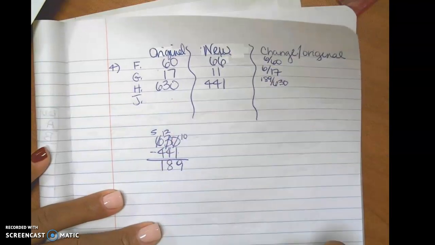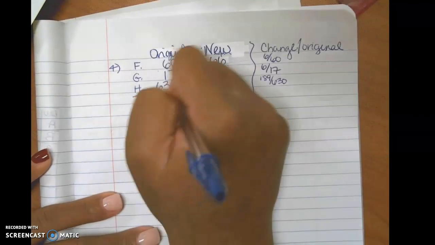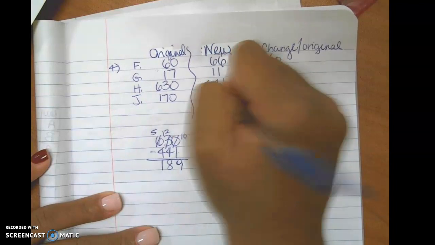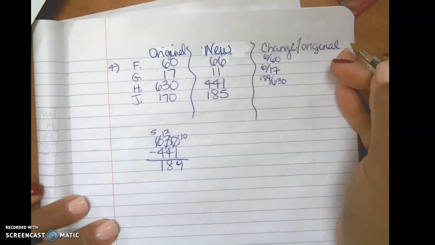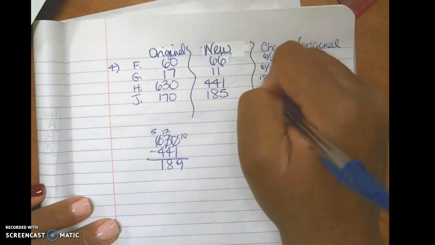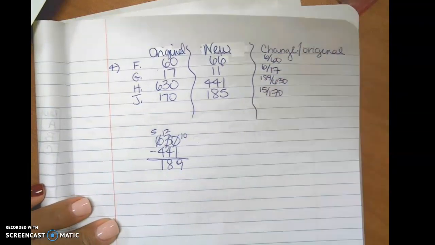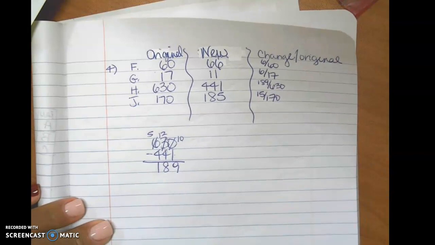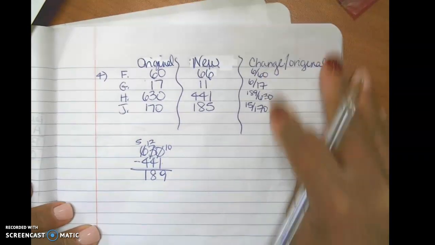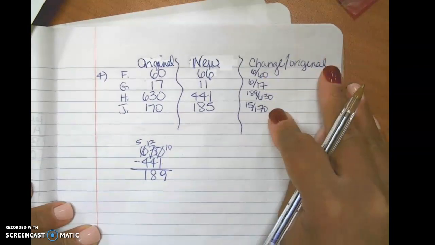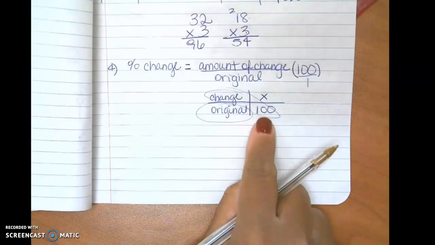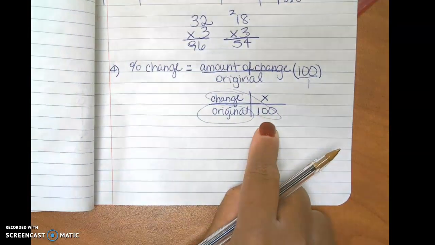And then J. A man's weight starts at 170 and it goes up to 185. What's the change there? 15 out of what? 170. Okay? Now I need to know these as percents. So in order to turn these into a percent, what do I have to do? Multiply and divide.